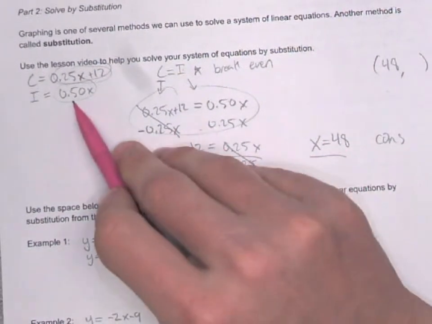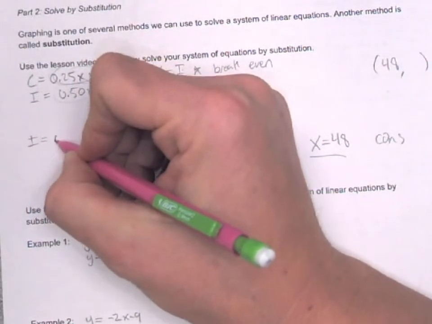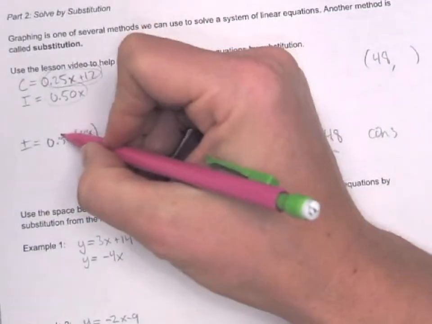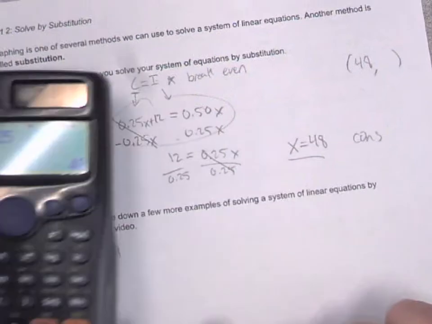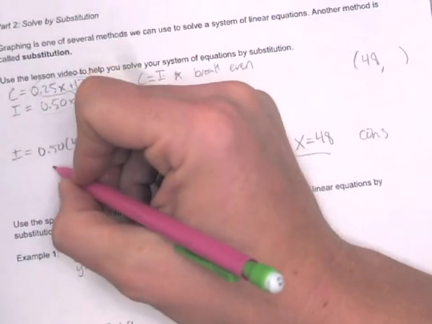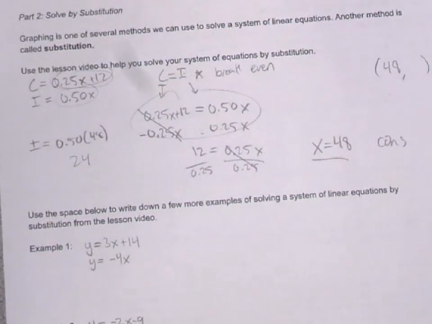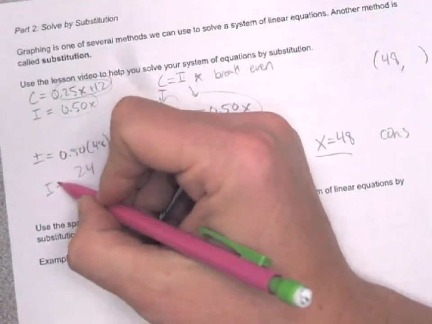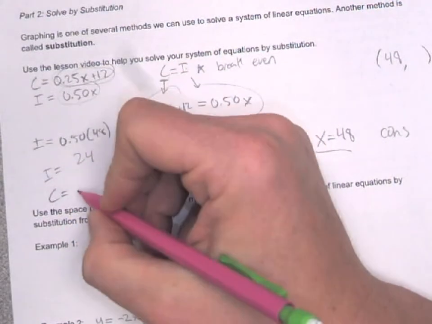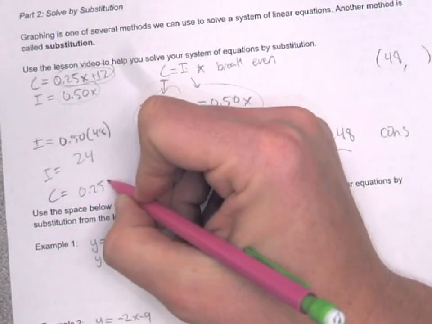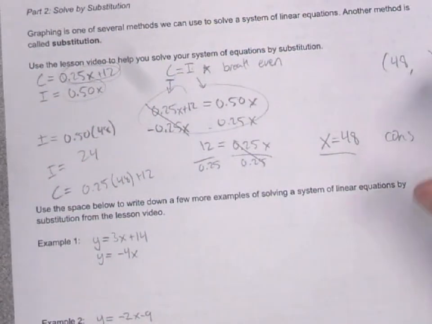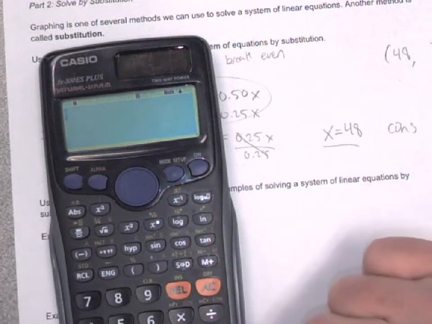Now if I plug that here, I should have the income is equal to 0.50 times 48, right? The money that I'm making is 50 cents per can times 48 cans. And if I multiply that, 0.5 times 48, I get $24, right? My income for selling 48 cans is $24. Okay, but similarly, if I wanted the cost for that many cans, I would have 25 cents per can times 48 cans plus that $12 for the cooler, right?